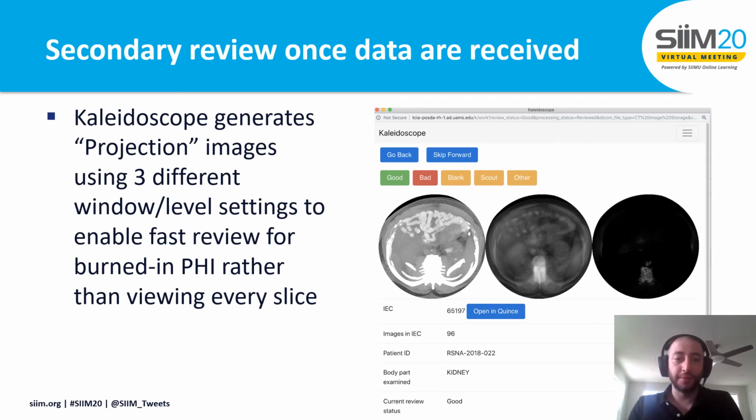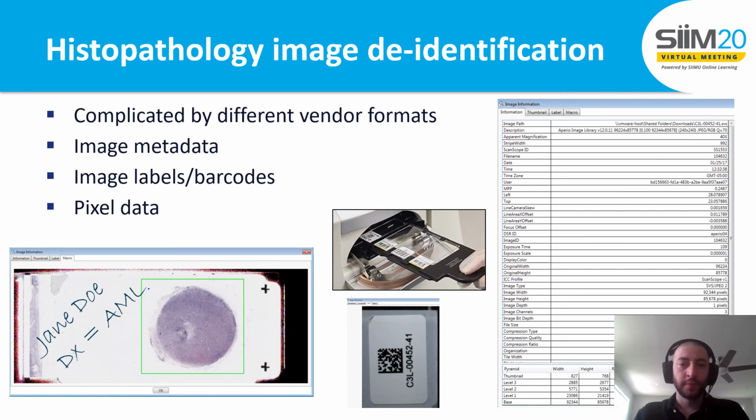Then getting into the pixel side of things, we've developed another tool called Kaleidoscope. And what this does is generate projection images using three different window level settings. And so effectively, the person who's doing the visual review, rather than having to scan through, say, all 100 images in a CT stack, can look at just these three images and be pretty confident that they've seen the entire series in different window levels and can be confident that there's no text or anything like that in the images that might represent PHI.